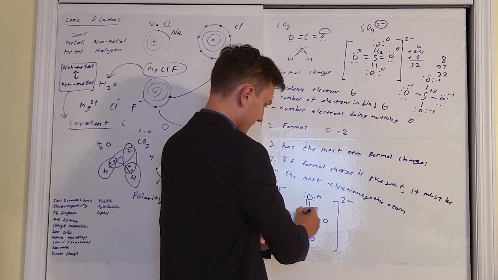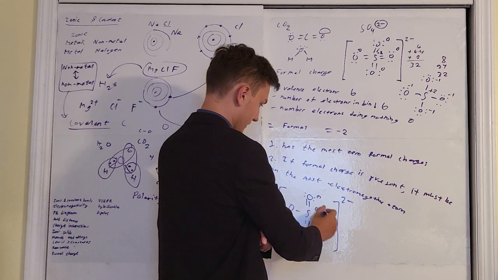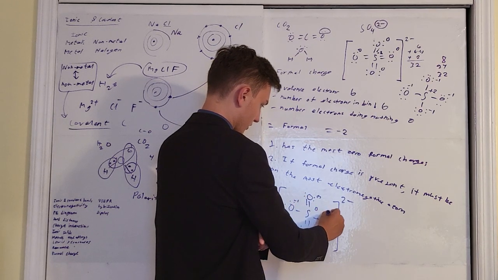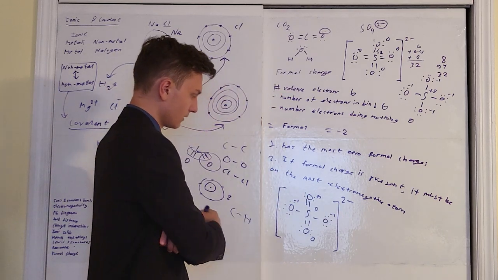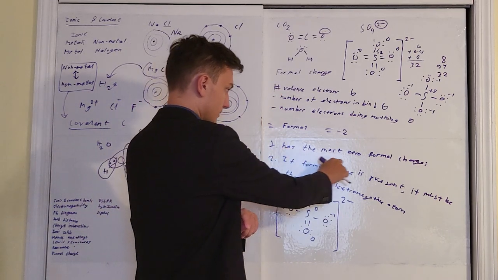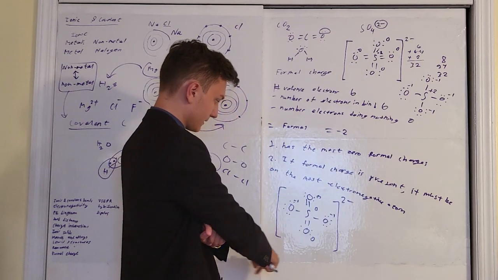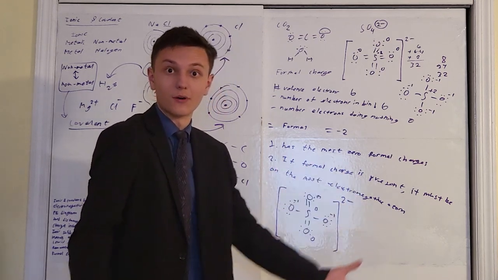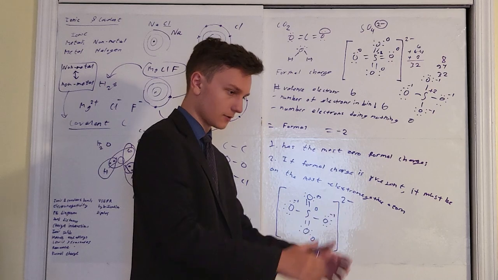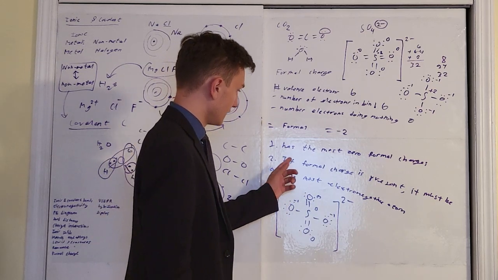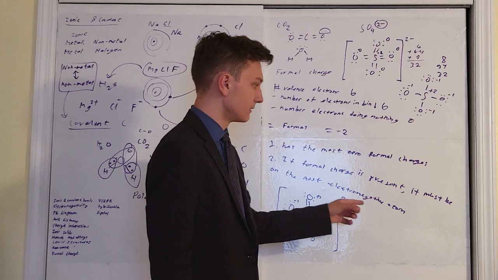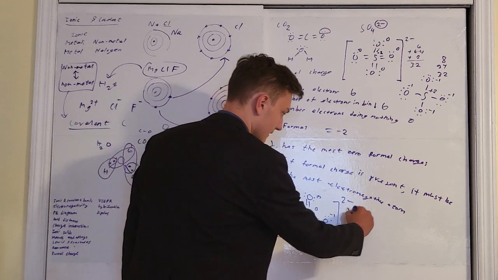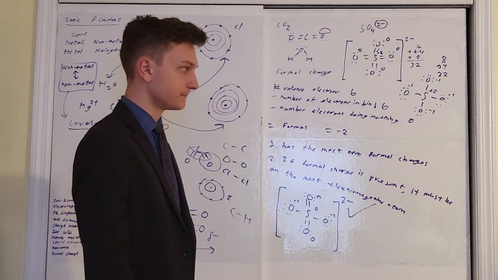Now the other oxygen atoms, since they're only participating in one bond, would have three lone pairs and would each have a formal charge of minus one. Has the most zero formal charges. Correct. There's nothing I can do to make the formal charges more zero, closer to absolute values, closer to zero. Two, if the formal charges are present, it must be on the most electronegative atom. Oxygen is the most electronegative atom, therefore this is the best Lewis structure.